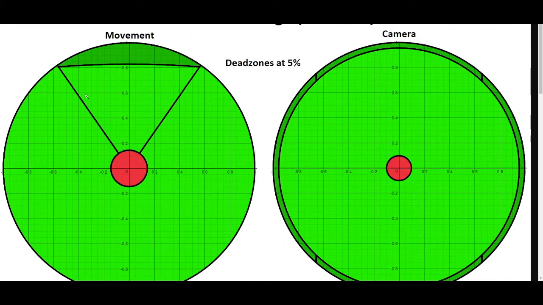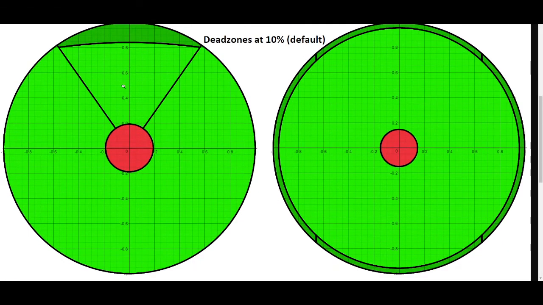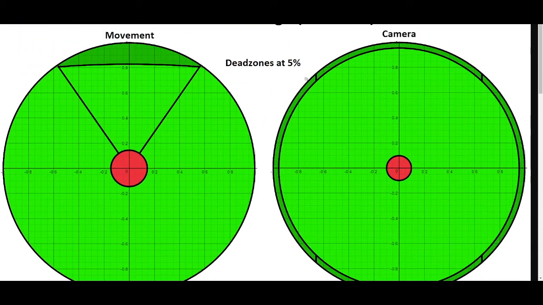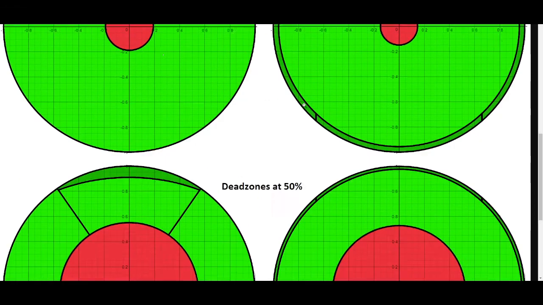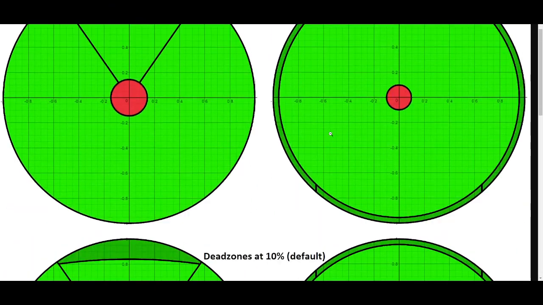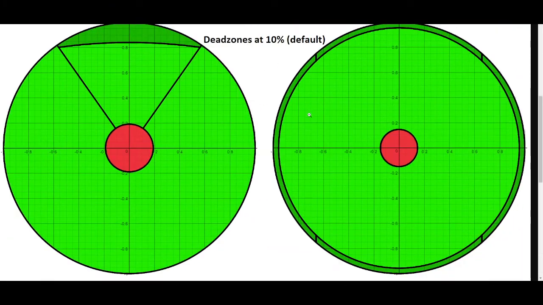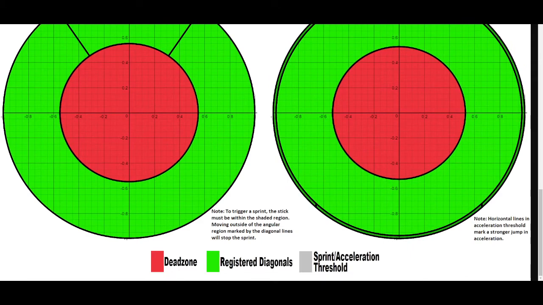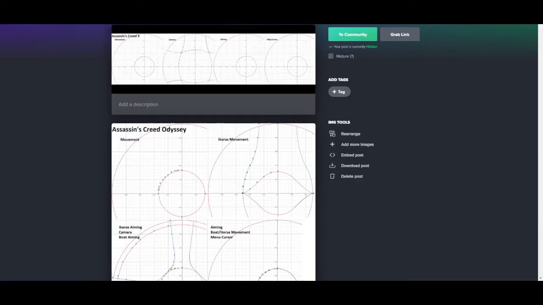And as far as the sprint threshold, you have to move your stick within this range to be allowed to sprint. And once you're sprinting, you can pull back on the stick, and until you move outside of this angular region, you're allowed to keep sprinting. There's an acceleration jump once you move outside of this circular region, and if you move outside this black bar, it gets stronger. This only applies to the classic control rotation, which I'll show in a bit. But so that covers Rainbow Six Siege.